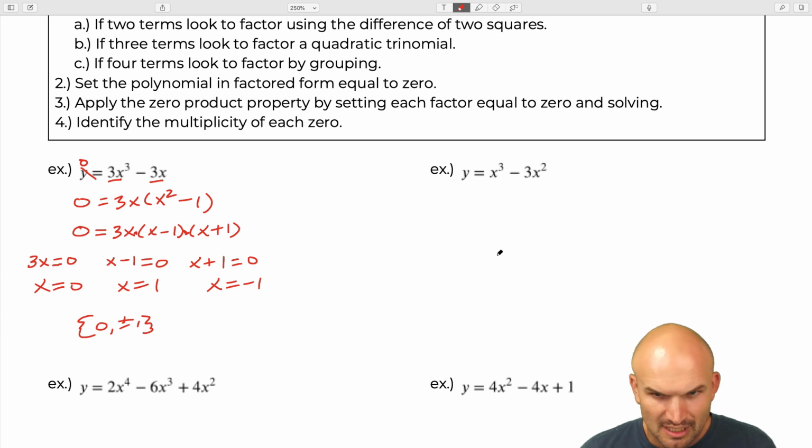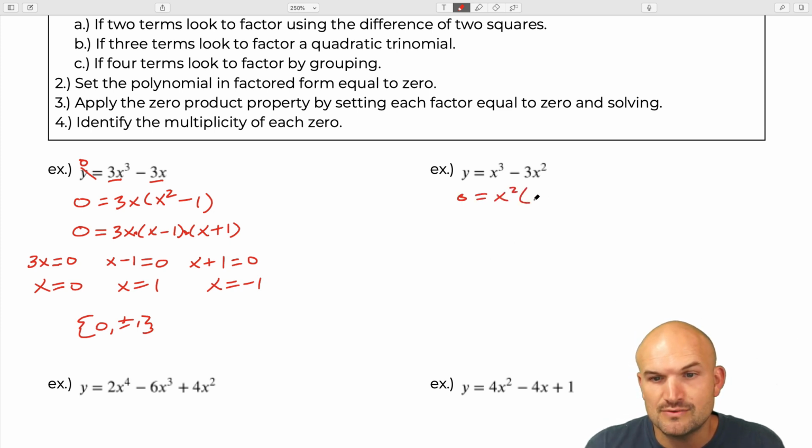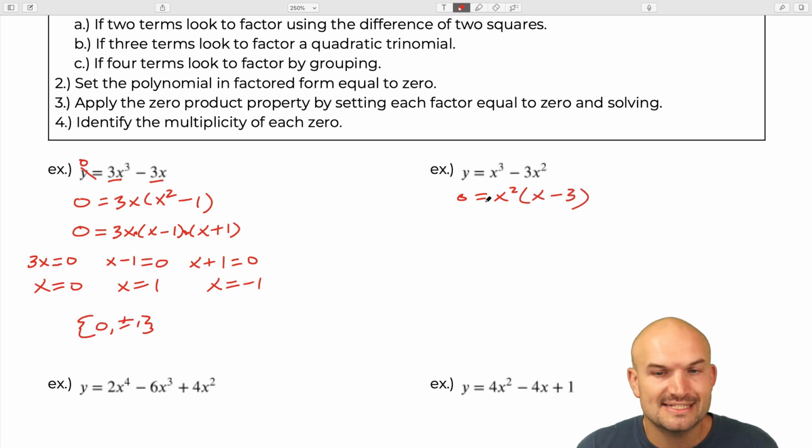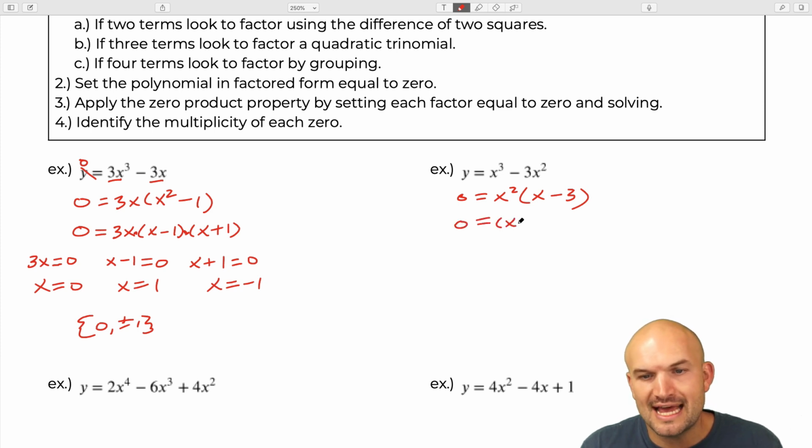For the next example, I can see that they have an x squared in common. So I'll rewrite this and factor out an x squared. That's going to leave me with x minus 3. Now, this one gets a little confusing because you can't really factor that down further. You could factor down x squared as x times x. Another way to look at this is as x minus 0 quantity squared.